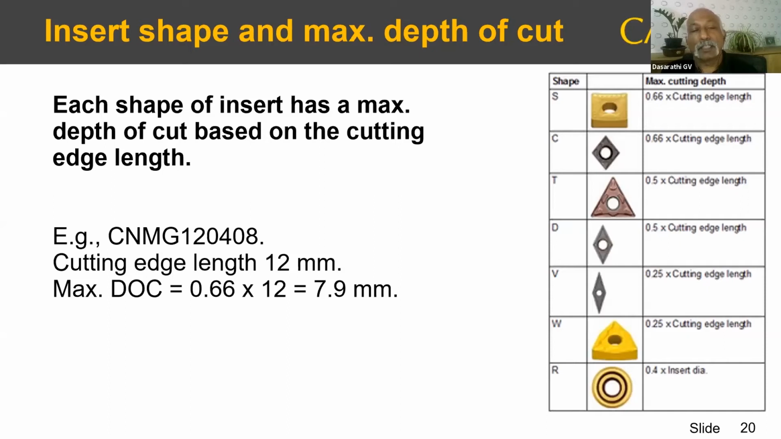It is based on the cutting edge length. Like in this case, CNMG 120408. 12 is your cutting edge length, 04 is the thickness of the insert, 08 is your nose radius, which is 0.8 mm. If your cutting edge length is 12 and the shape of your insert is C, you go here and you see that C is 0.66 into cutting edge length. So 0.66 into 12, with this insert you can go to a maximum depth of cut of 8 mm. That's a lot, right?